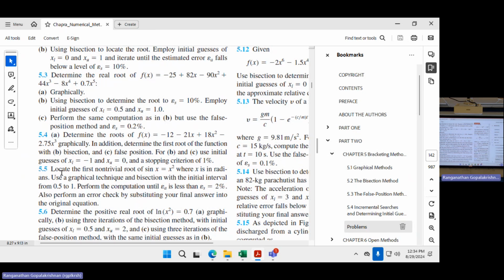How will you start? What should I do next? Instruct me, please. 5.4. Determine the roots of this function. Or if you like, we can do the other problems also. It doesn't matter. We can try this sin x equal to x squared, which is sort of non-linear. What should I do next? Or what's the first step?